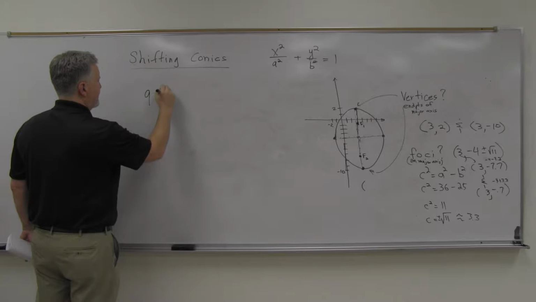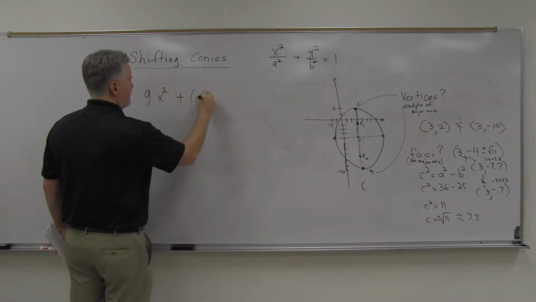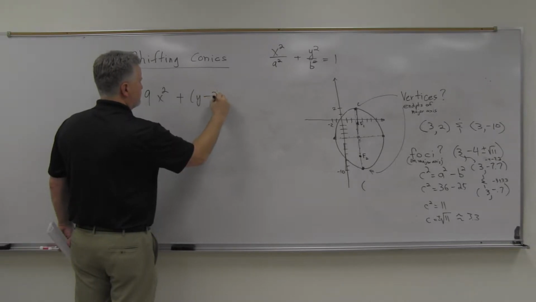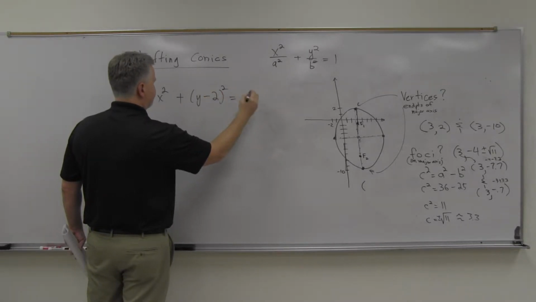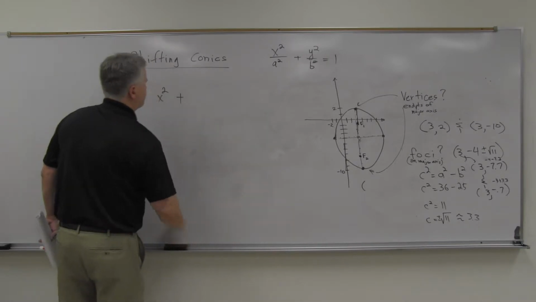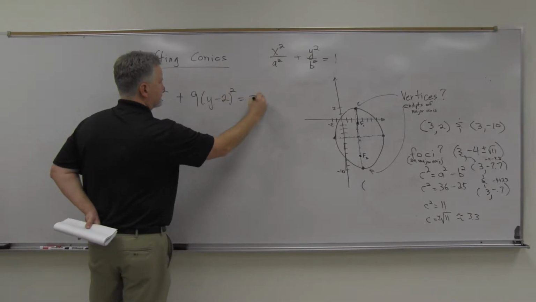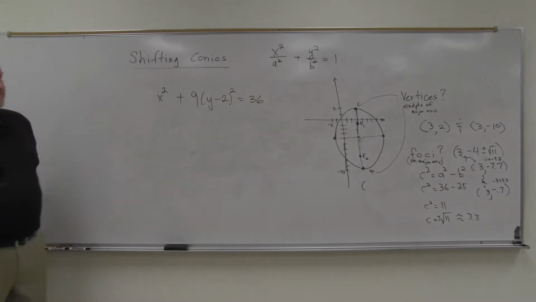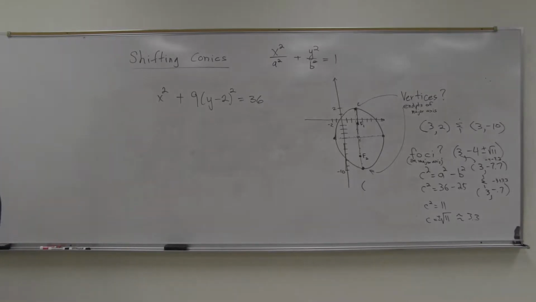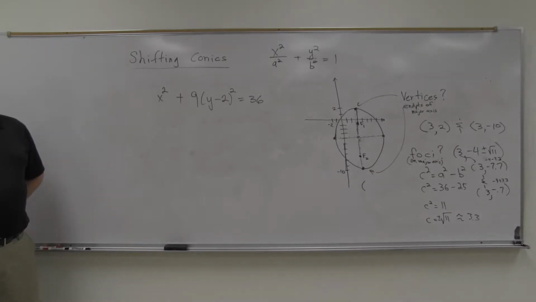Really strange. 9x squared plus y minus 2 squared equals... let's do it this way. X squared plus 9 times y minus 2 squared equals 36. I don't know if there's one you have to do like this, but it's good to think about.